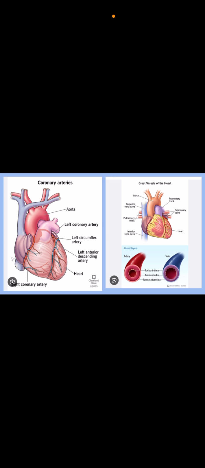Overall, it is important to remember the pulmonary loop oxygenates blood, while the systemic loop delivers it to tissues. The coronary arteries sustain the heart itself, and the great vessels manage the large-scale blood transport.